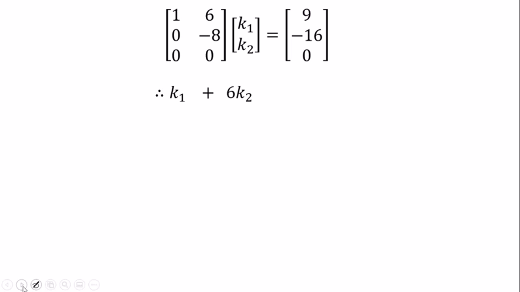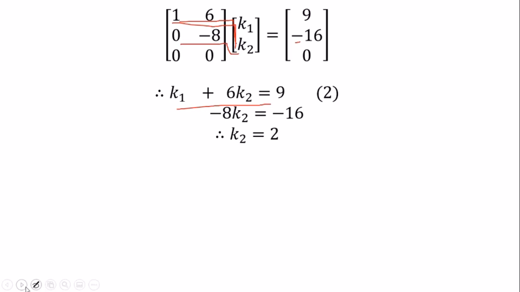Therefore we can write some equations. From the first row we'll write the first equation, that is K1 plus 6K2, multiplying this row with this column. So K1 plus 6K2, right hand side is 9. Similarly, minus 8K2 is equal to minus 16. And therefore our equation is minus 8K2 is equal to minus 16.